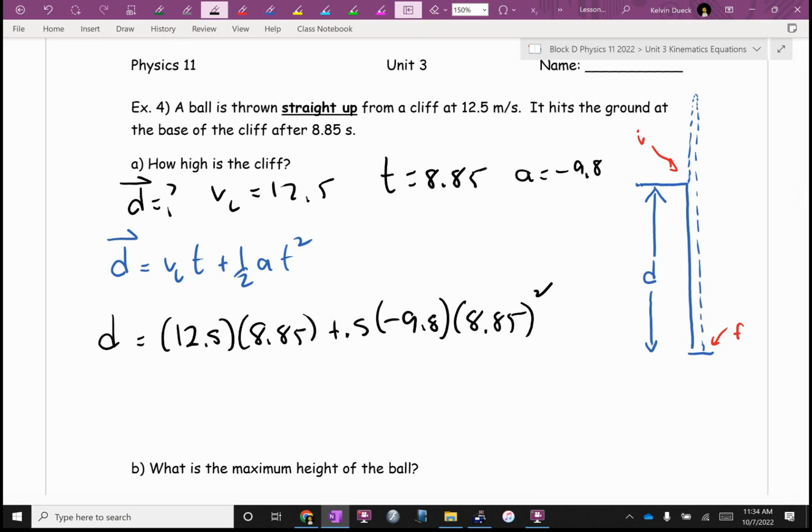Oh, 8.85 seconds. That's, Colton, a fair bit of free fall time. I'm willing to bet this cliff is in the hundreds of meters high, but negative. I'd be worried if I got like negative 53, for example. Oliver, let me know what you get once you get there.